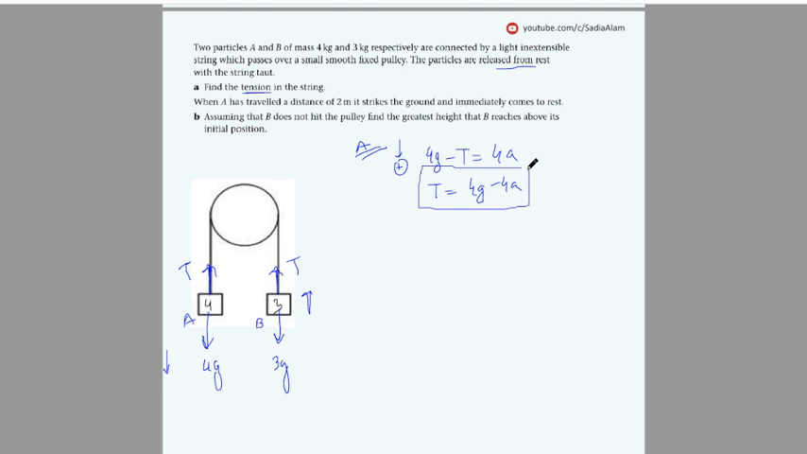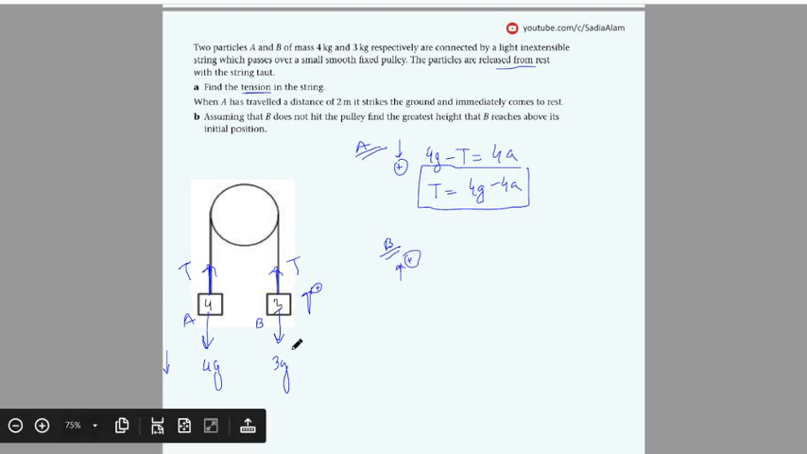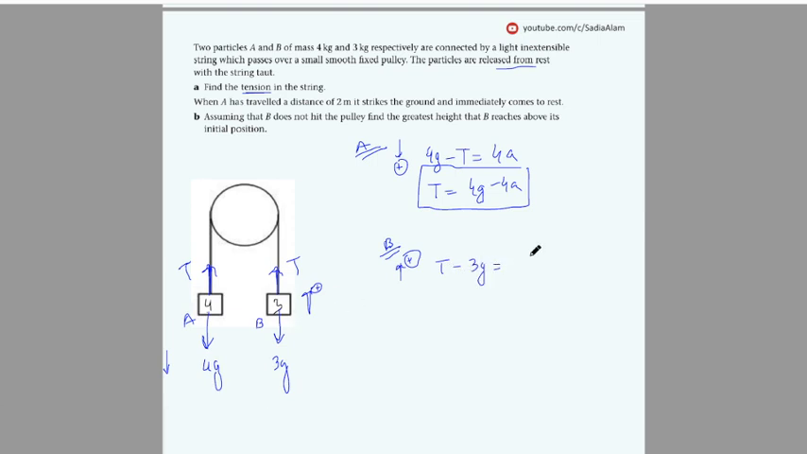That's the first equation. Similarly, for particle B, B will move upward. So tension will be positive, 3g is negative, equals ma, mass is 3, a is unknown. From here, if you solve for T, you will get another equation. So that's the second equation. If you solve equations 1 and 2, you will get the value for acceleration, and then eventually you will get the value for the tension.